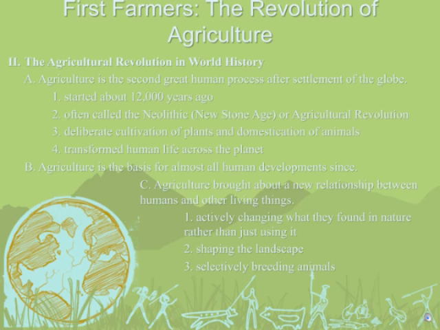We will talk about some transformations later on in second semester when we start getting into what happens with agriculture and the scientific revolution and getting into the industrial revolution. And so that will be second semester information. Deliberate cultivation of plants and domestication of animals. And so this was briefly mentioned in our transition from Chapter 1 to Chapter 2. Transformed human life across the planet.